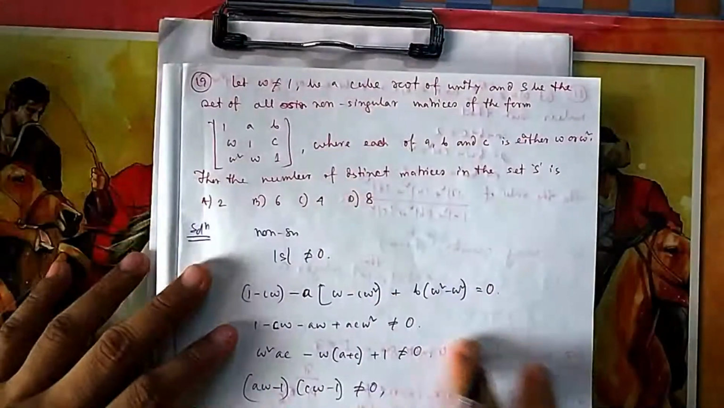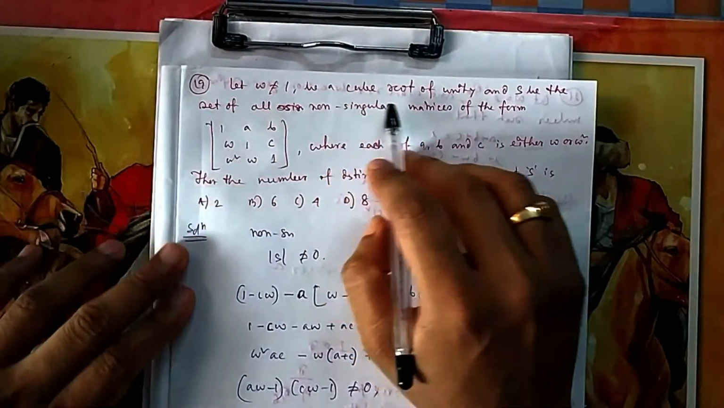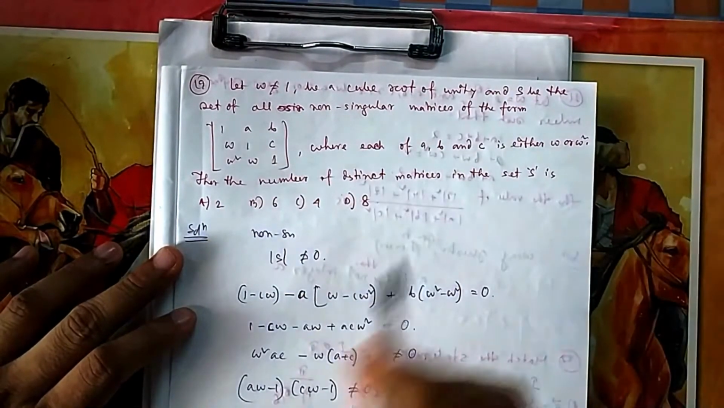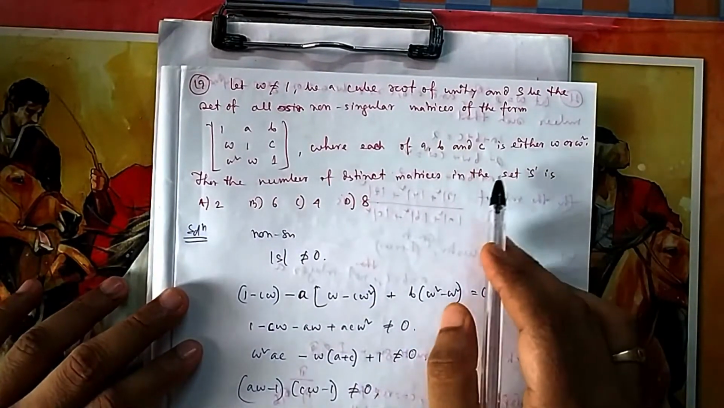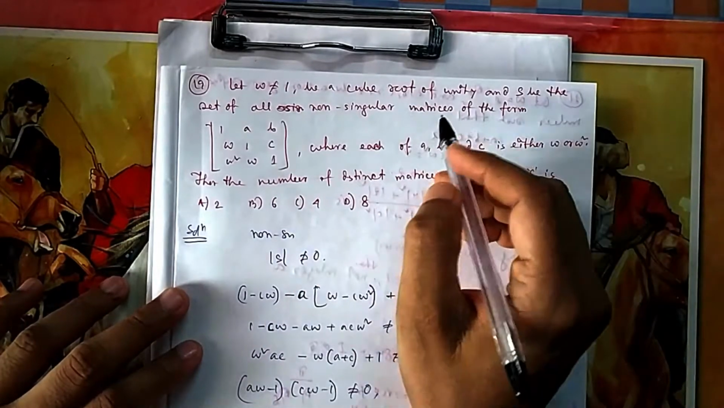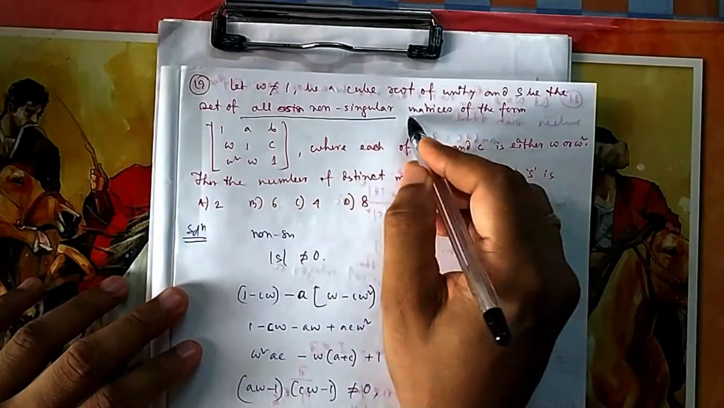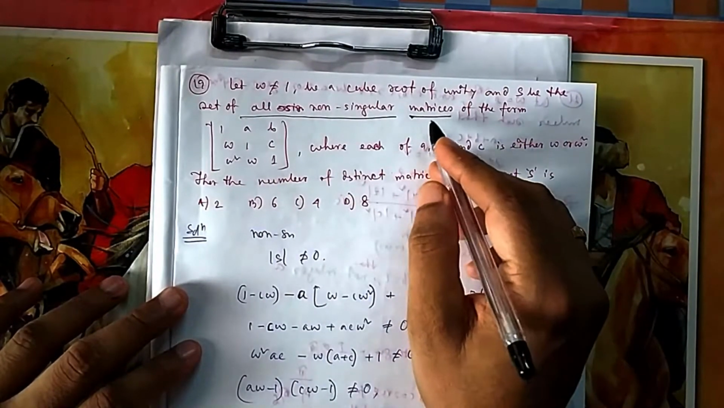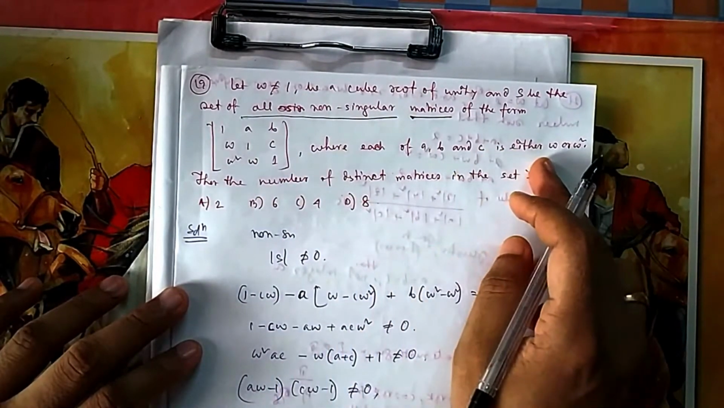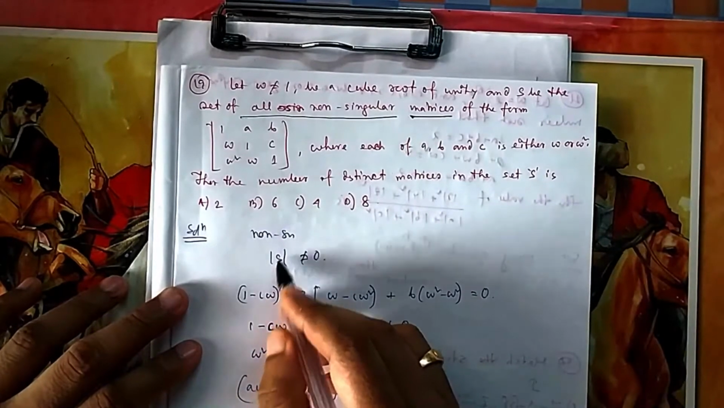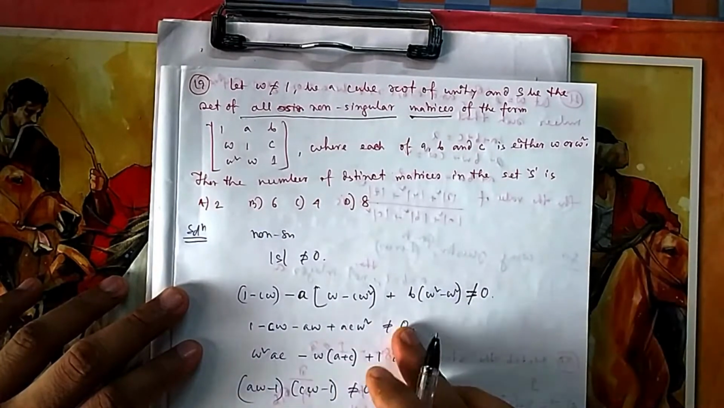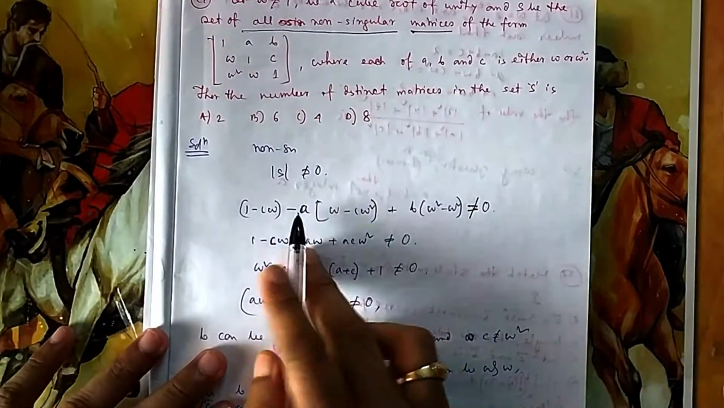Now if you come to 19, if omega is not equal to 1, be a cube root of unity, and S be the set of all non-singular matrices of this format, where each of a, b, c is either omega or omega square, find the number of distinct matrices in the set S. Then one thing you have to start with is that it is a non-singular matrix. That means this determinant cannot be 0. So you have to check which determinant is giving 0. Then you will find the values of a, b, c in terms of omega and omega square. So if you calculate this, the determinant should not be 0. So if I consider it not equal to 0, you can open it easily.